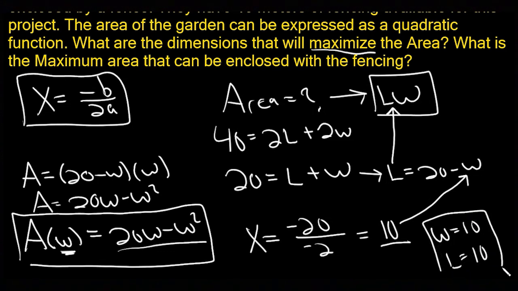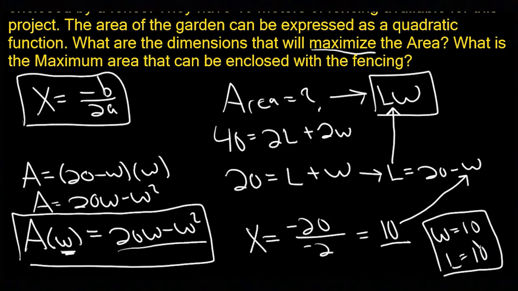Part 2 is pretty simple because now you actually have your dimensions. So there's a couple of different ways you could do it. You could simply just do length times width. 10 times 10 will give you 100. So, right, you're going to have 100 meters squared. That's going to be the maximum allowable area.